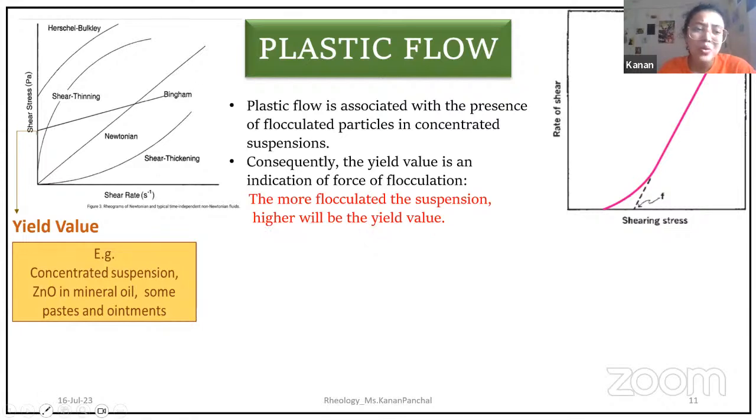Now tell me, I don't know why the pen is not working here. Let me try and use this. Okay. Tell me, abhi there is system A, jiska flow aise hai. Fine. This is system A. This is system B. And this is system C. Now tell me which system among A, B, C is more flocculated and is having more force of flocculation?